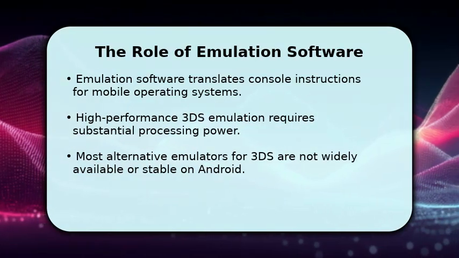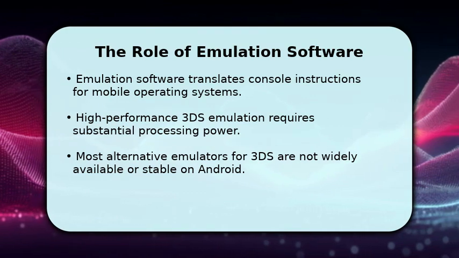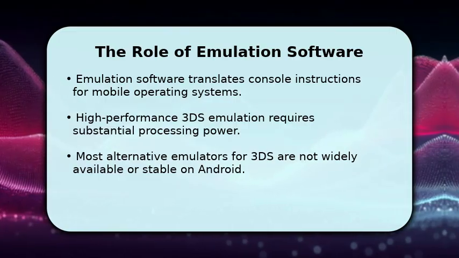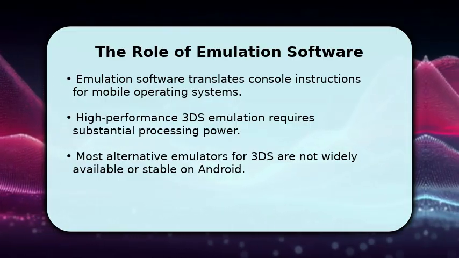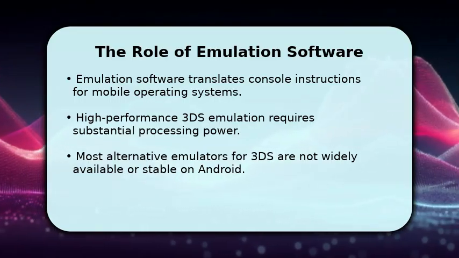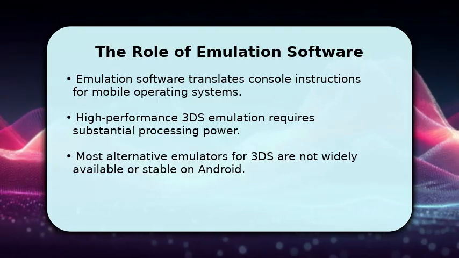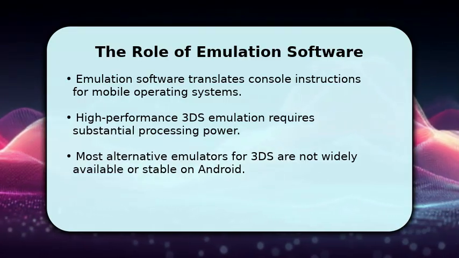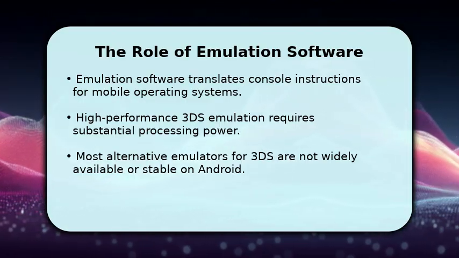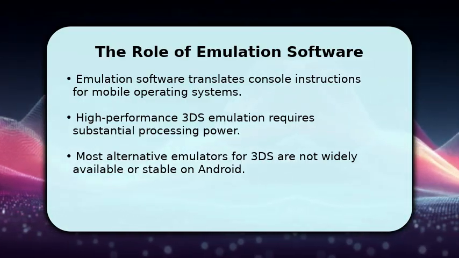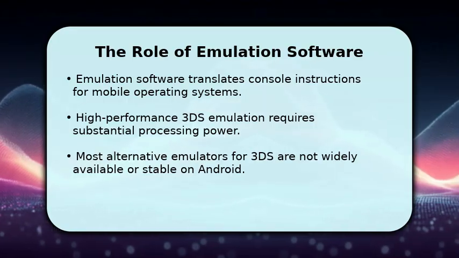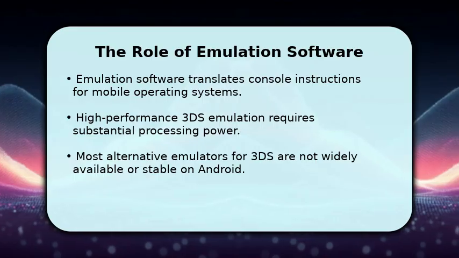Emulation software acts as a bridge, translating the Nintendo 3DS console's instructions so your Android device can understand and execute them. This process demands a significant amount of your phone's processing power and graphical capabilities. While many emulators exist for older systems, stable and performant alternatives to the primary 3DS emulator for Android are generally not widely available or well-developed. This makes direct on-device play without that specific software extremely challenging.